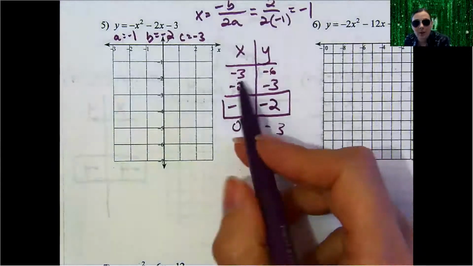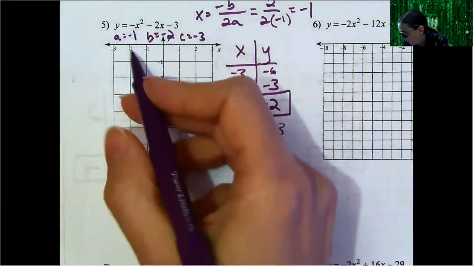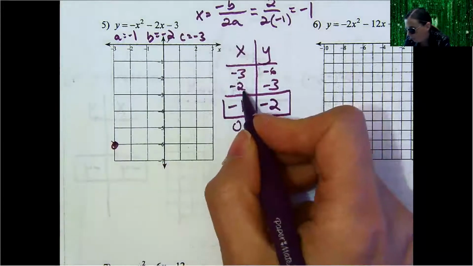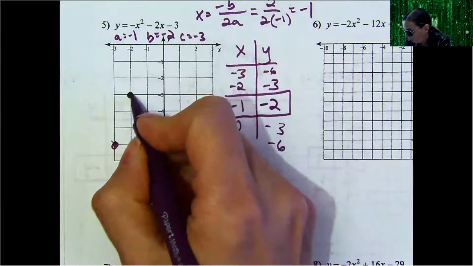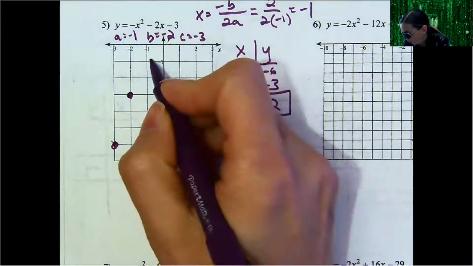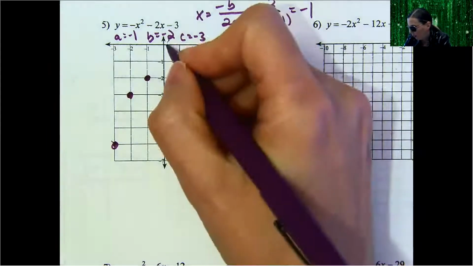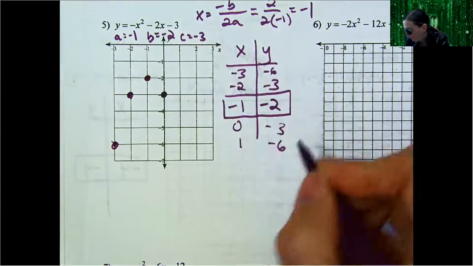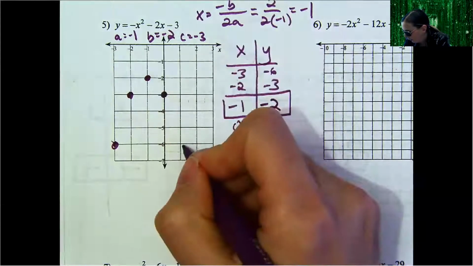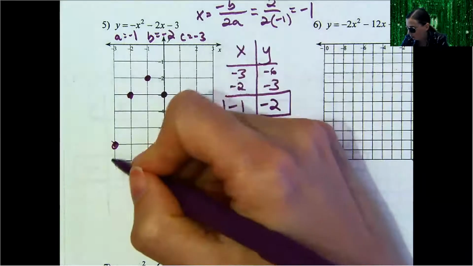All right, plot. So left 3, down 6. Left 2, down 3. Left 1, down 2. 0, -3. 1, -6. All right, there's your U.